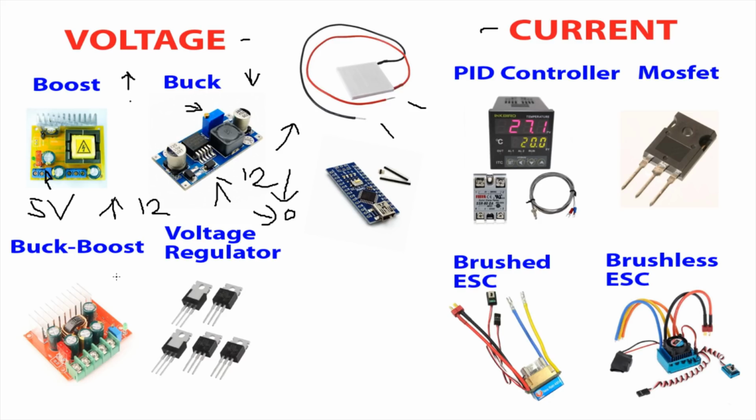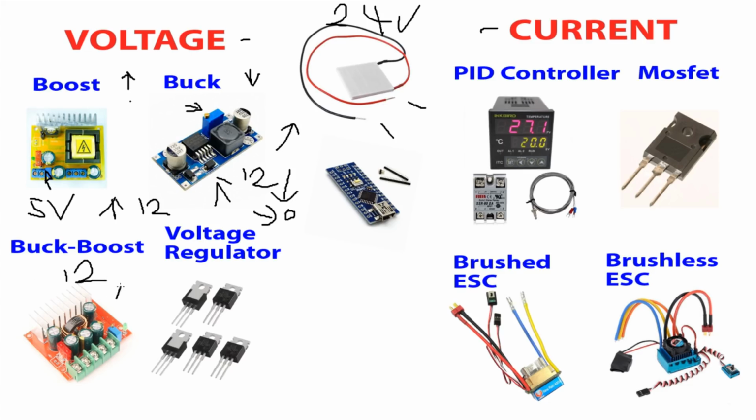Moving on to the buck boost. Buck boost does the same as the buck and the boost controller, but combined in one. So let's say you've got a 24 volt TEC, 24 volt one, and you've got a 12 volt input voltage.